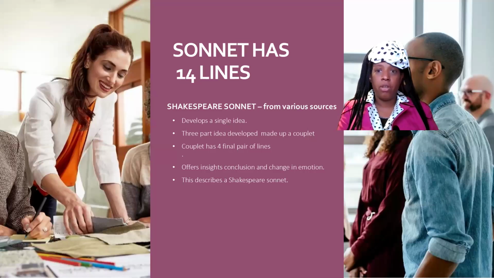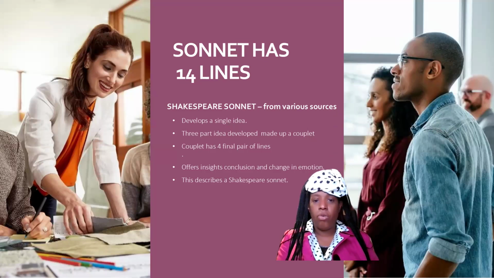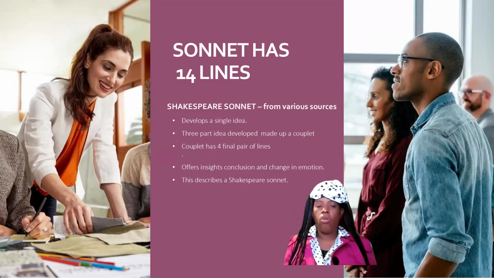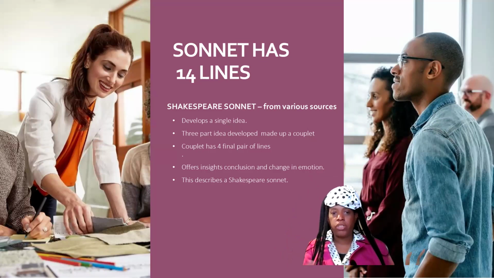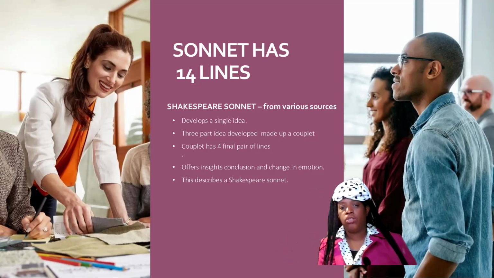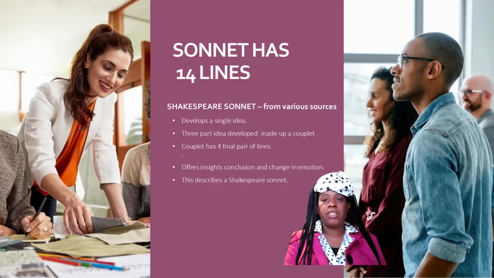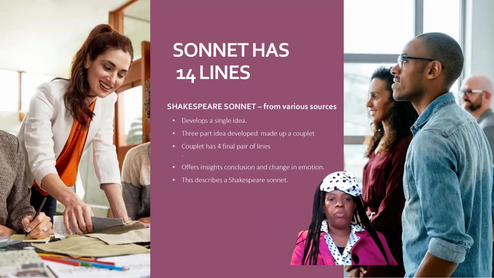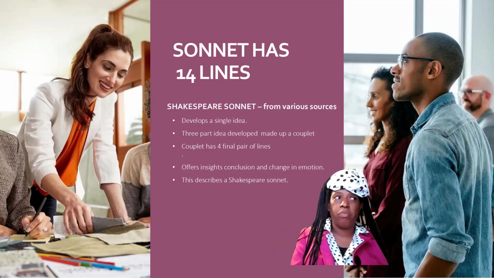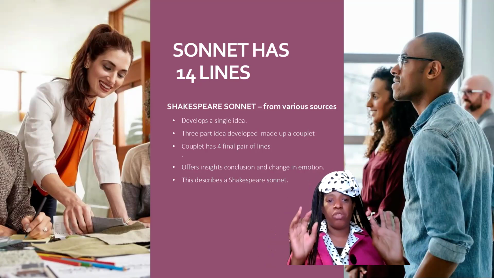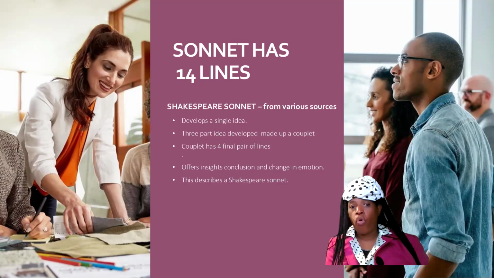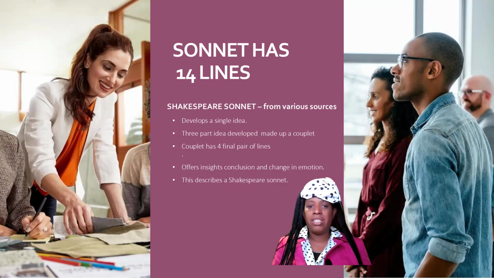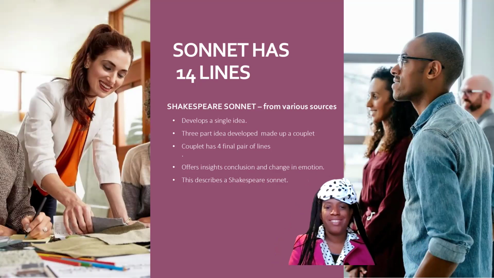This poem is talking about sonnets. And what is a sonnet? According to what the textbook says, and all the other sources say, a sonnet has how many lines? 14 lines. So line 1 to 14. So we may practice writing from line 1 to 14. So what are some of the things about the sonnet that you need to know? And of course, this is from various sources. It develops a single idea. It has 3 parts that make up a couplet. When you talk about couplets, you talk about 2, but in this, we talk about 3, right? So the couplet has only 4 final pairs of lines, and it offers insights and changes in motion. So what I have just described to you is what they call a Shakespeare sonnet.